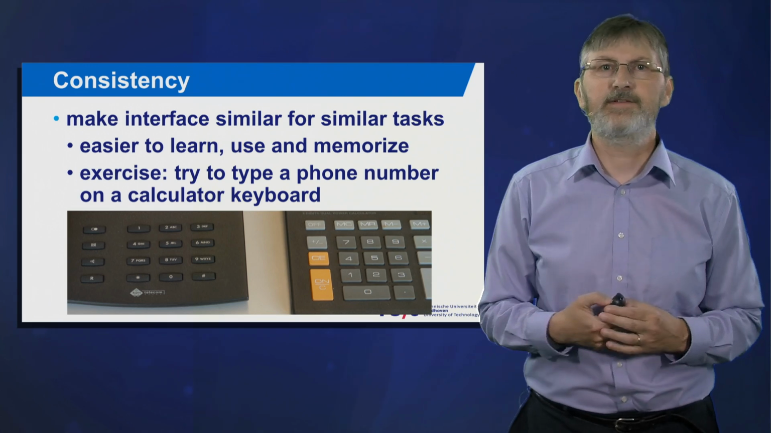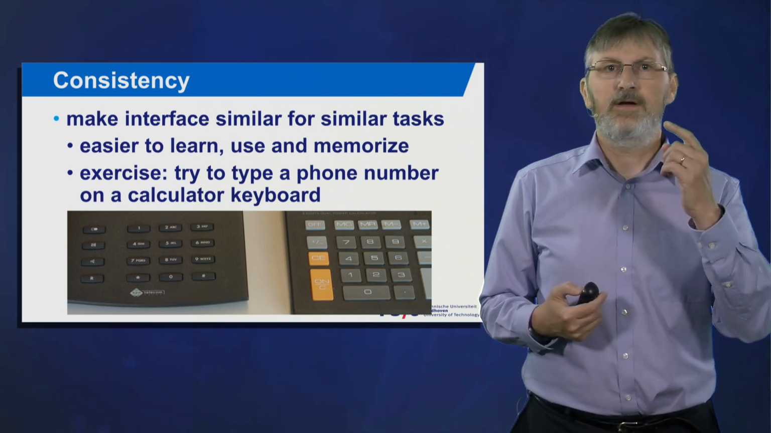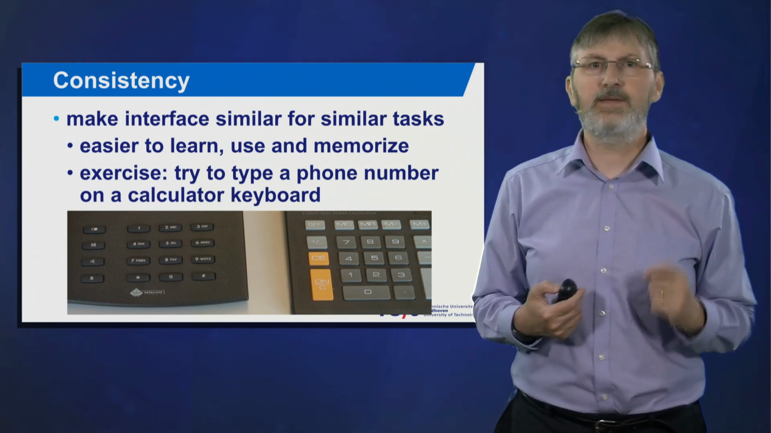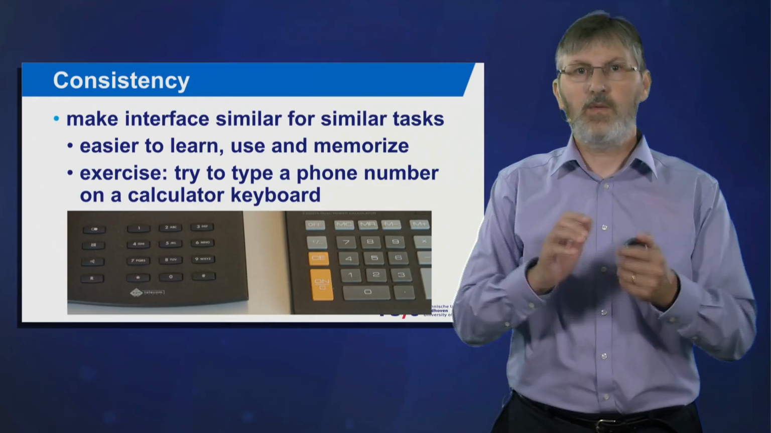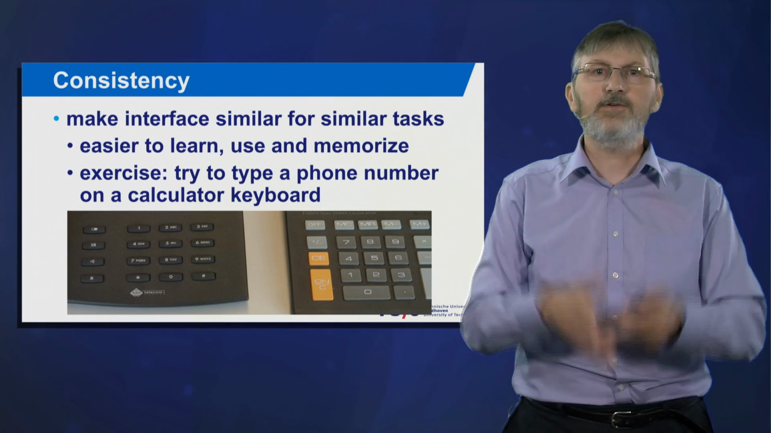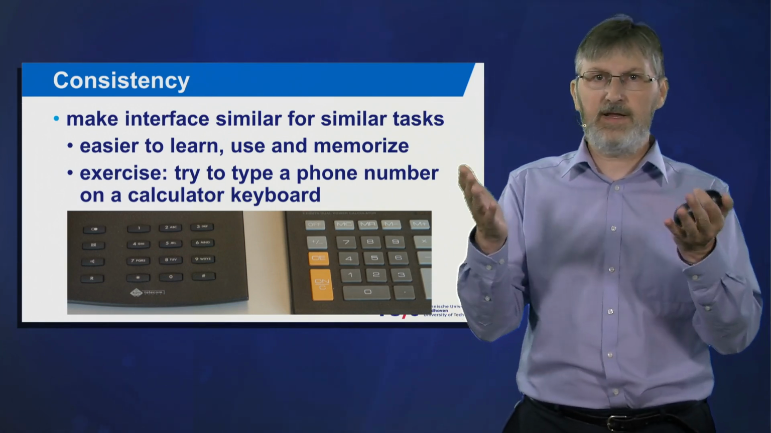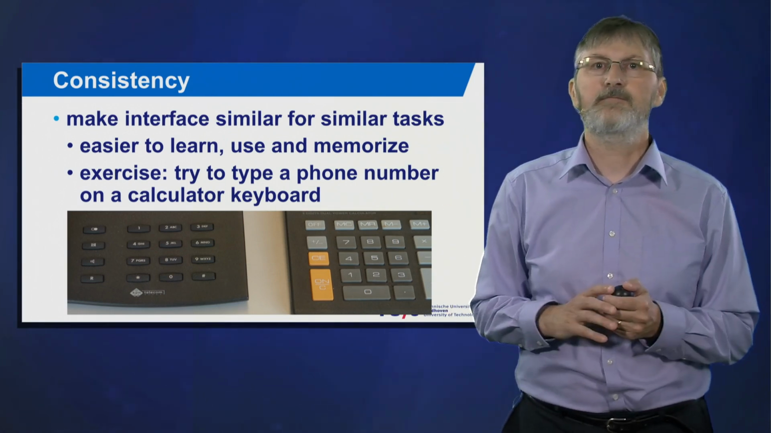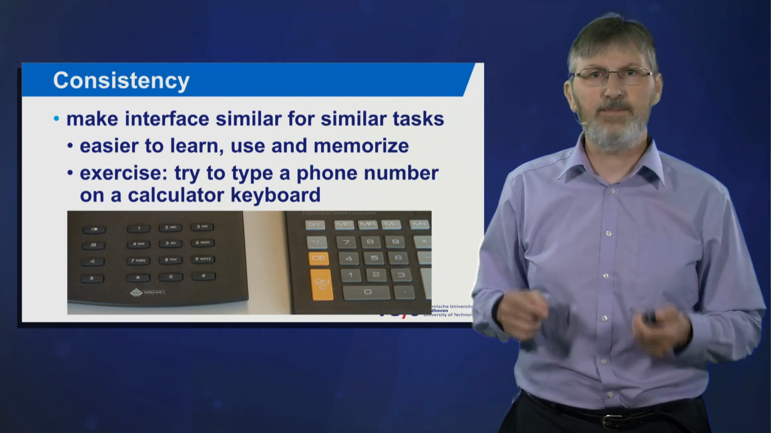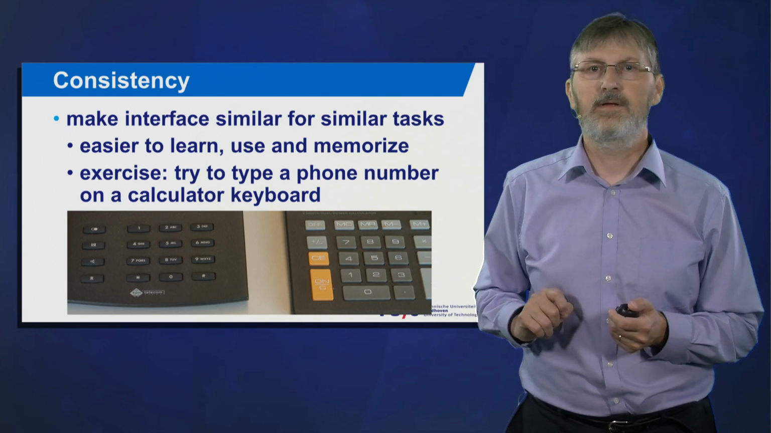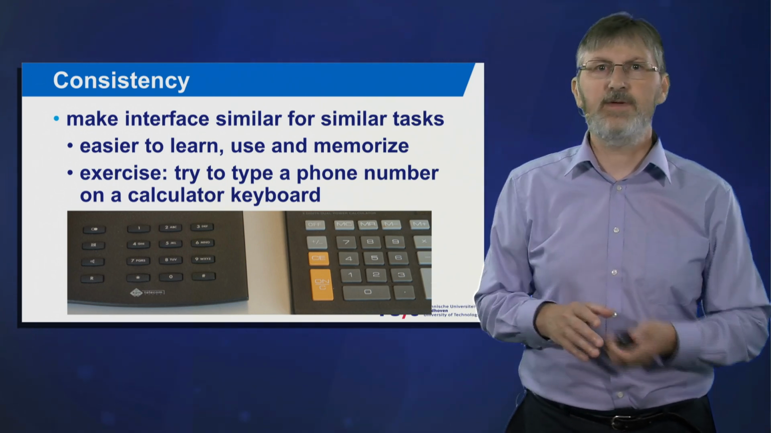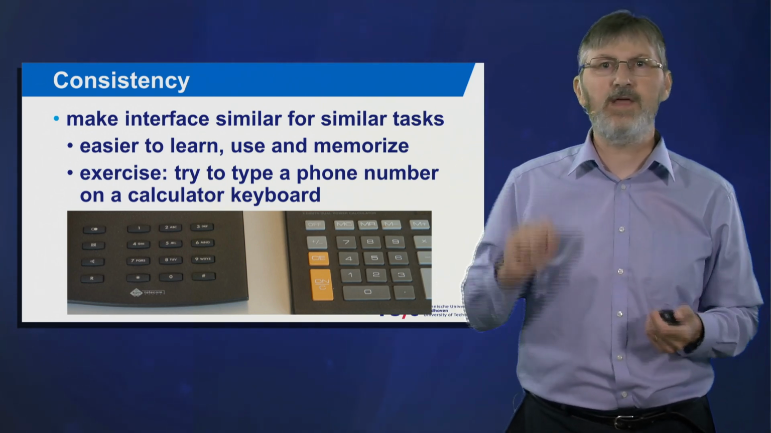Here is a simple exercise for you. Well, look at these 2 keyboards. They are different. The one on the left is a phone keyboard, and the one on the right is a calculator. We are used to this inconsistency between these very different layouts. Now try to type a phone number on a calculator keyboard. You will have a very strange experience because it's hard to do that.